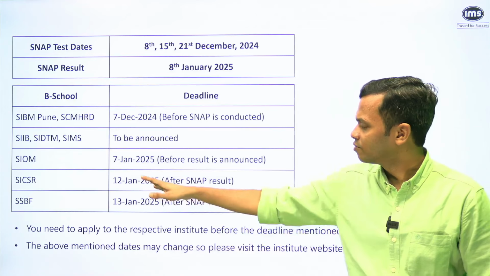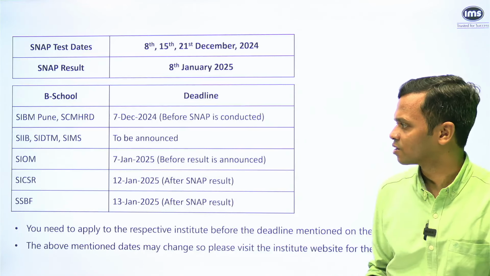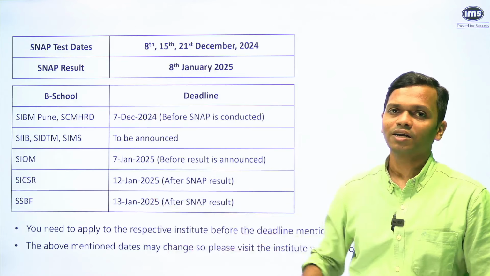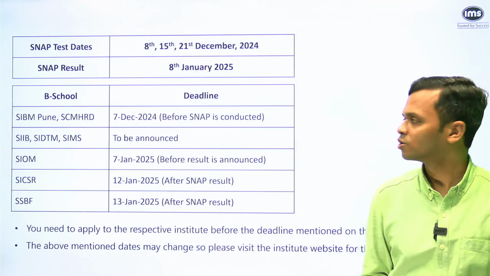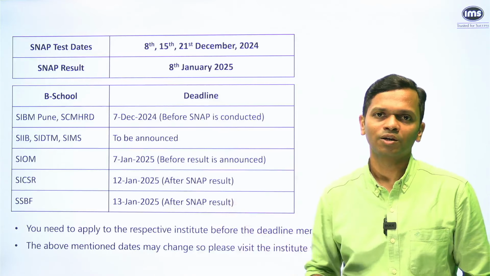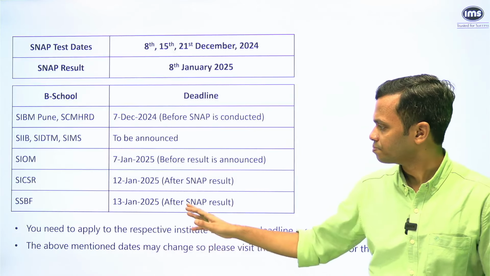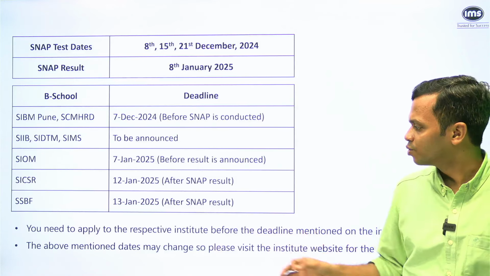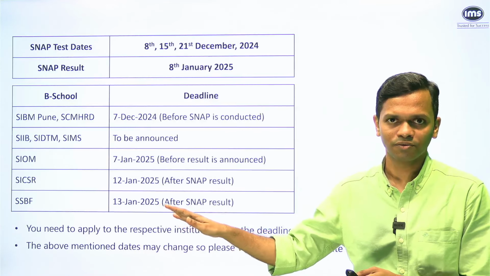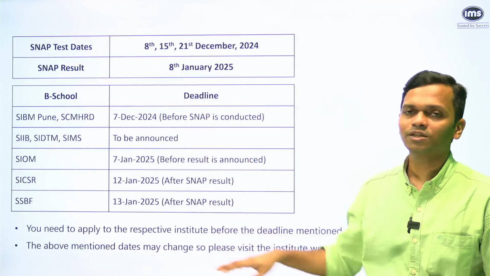And finally, if you look at colleges such as SICSR or SSBF, some of these institutes have deadlines after SNAP result is announced. So you'll still have time to make these applications, but for some of these, you'll have to take a call as early as possible. So two important points: you need to apply to the respective institute before the deadline of that respective institute, and these dates are going to be different.